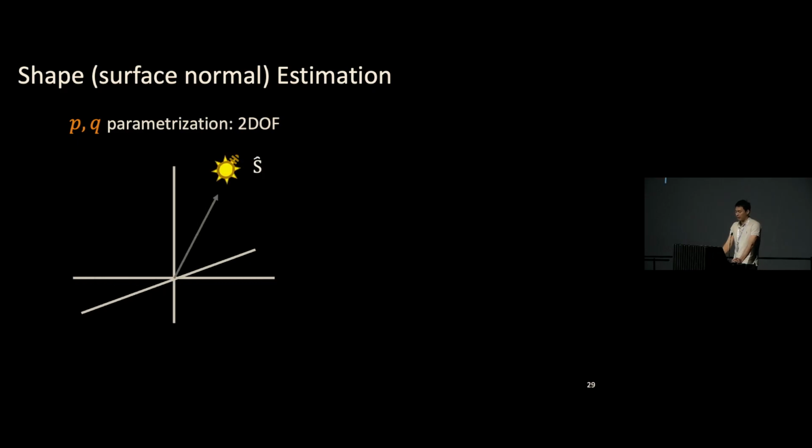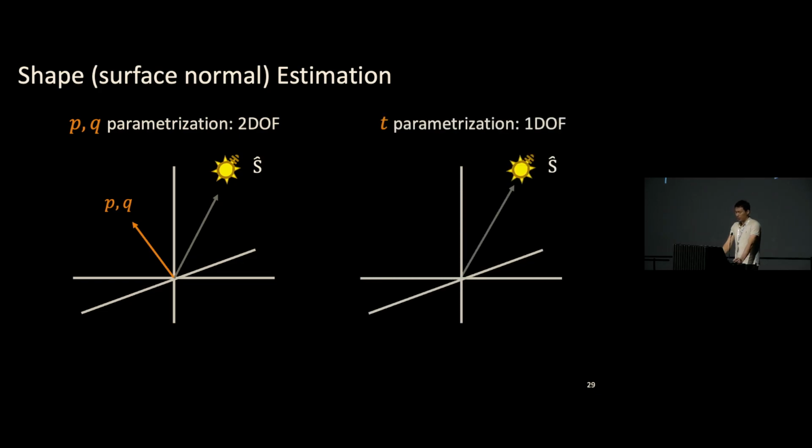Then we estimate the surface normal in terms of shape. One naive way is to estimate the PQ, which gives us 2 degrees of freedom. But in reality, we only need to search along the cone. So we introduce the T parameterization. This is 1 degree of freedom because the shading value, eta, lies along this cone. So this is the minimum expression to search the shape.